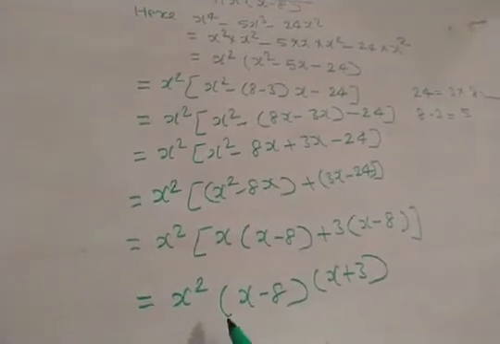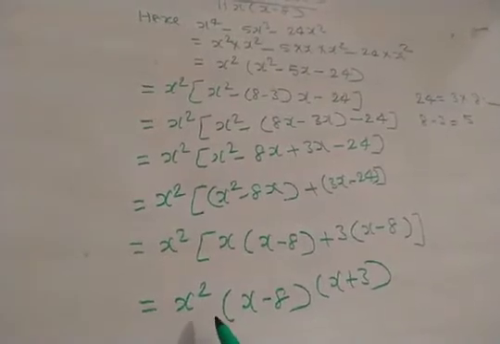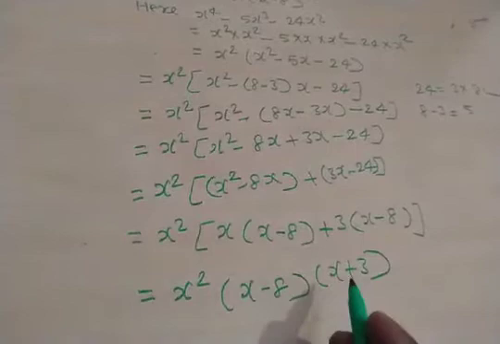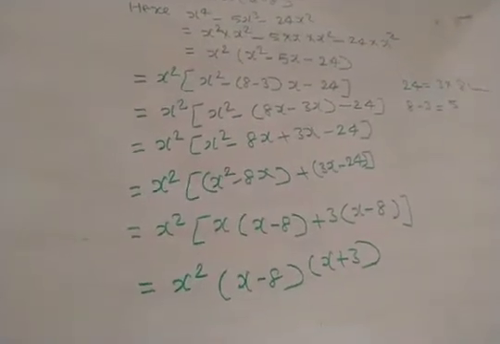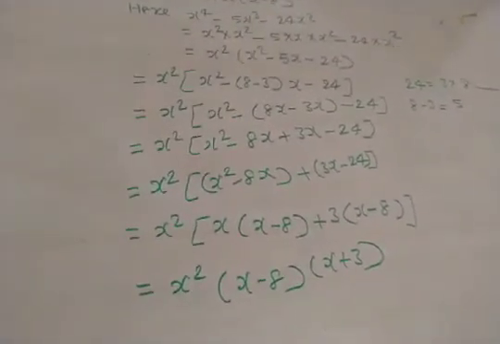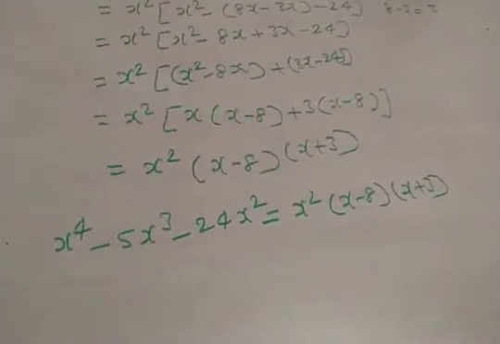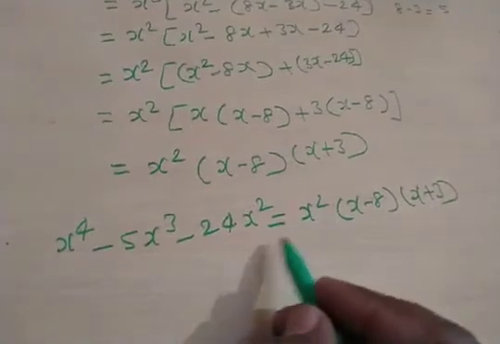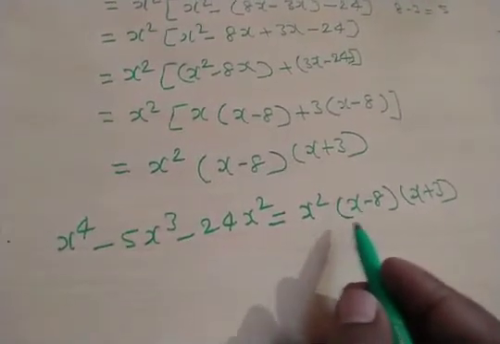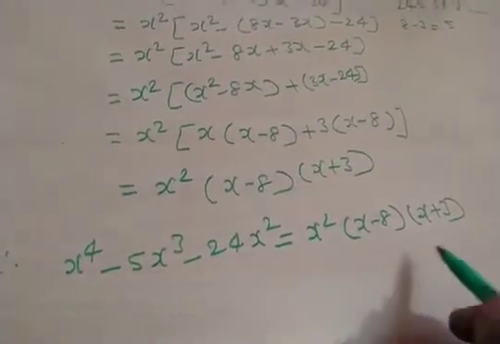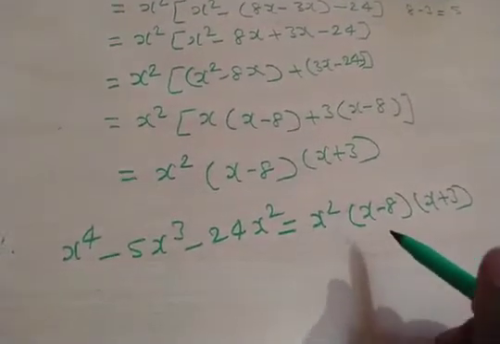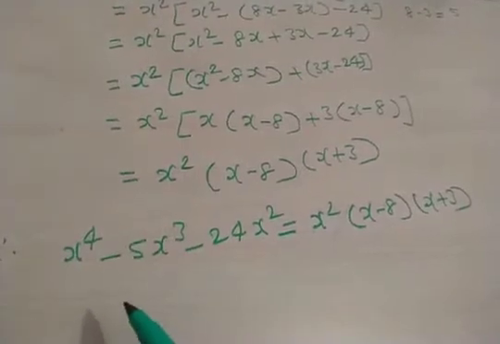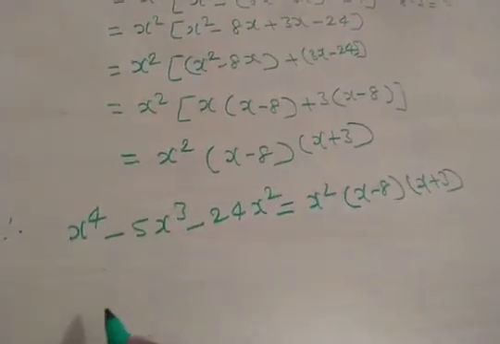So we obtain the factorization of the given expression is x square into x minus 8 into x plus 3. Okay. So here you can write x power 4 minus 5x cube minus 24x square is equal to x square into x minus 8 into x plus 3. Okay, this is our factorization of this expression. So now we return to our question.